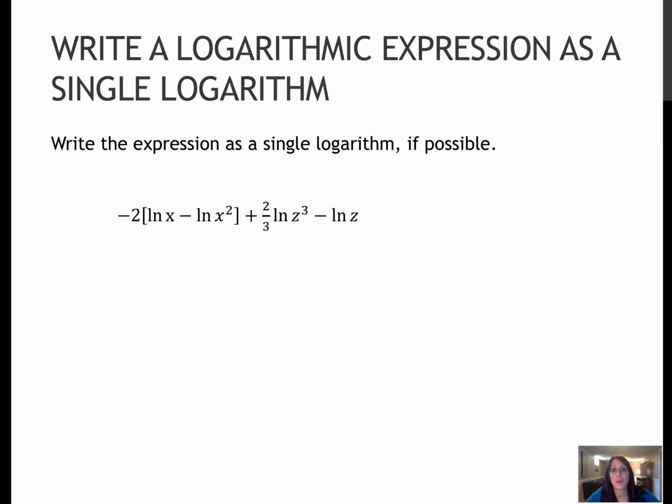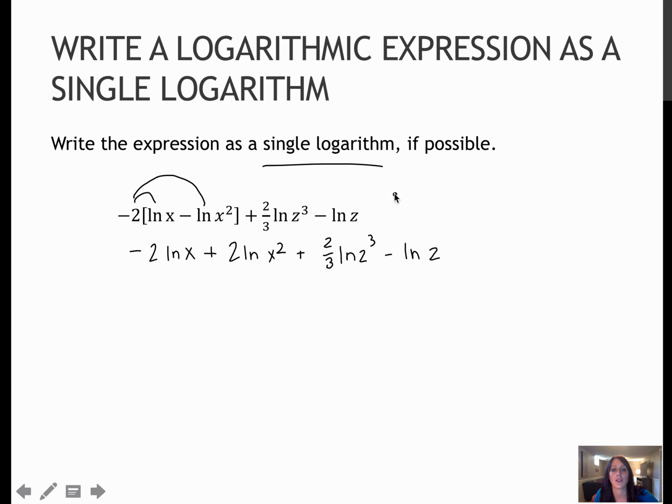This question is a little bit longer, a little bit more complicated, but let's take a look. Notice that I do have a value here that is being distributed. Let's do that first, because in general, we don't want to have values inside parentheses if we can help it. That gives me negative 2 natural log of x plus 2 natural log of x squared plus, I'll simplify this later, 2/3 natural log of z cubed minus natural log of z. Again, my goal is to write this as a single logarithm, but before I try to do that, I want to simplify whatever I can.